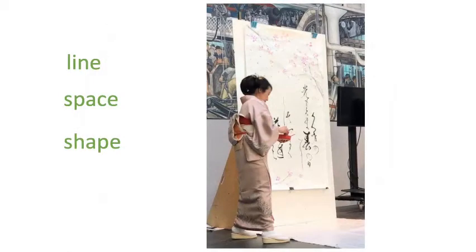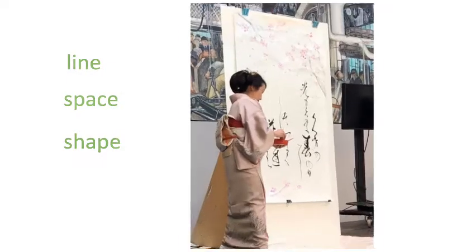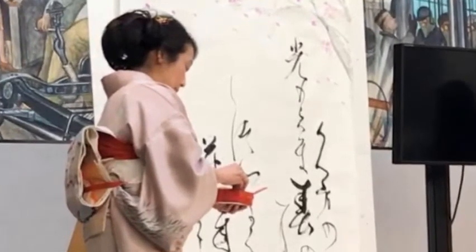Shodo's true calligraphy is achieved by applying the elements of art: line, space, and shape. The real mastery of all these elements of art and skill requires a lot of practice and connection with your inner self.